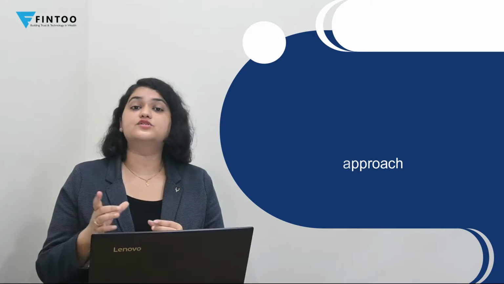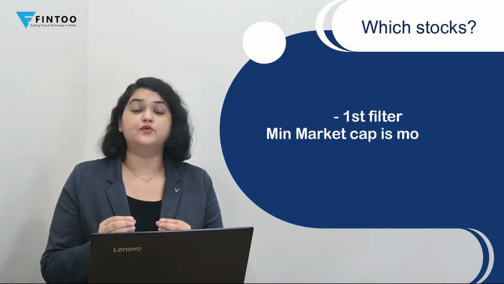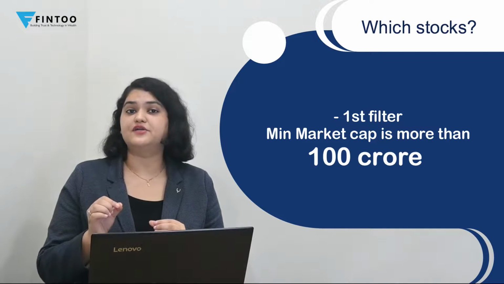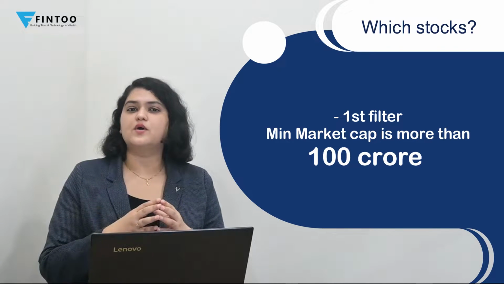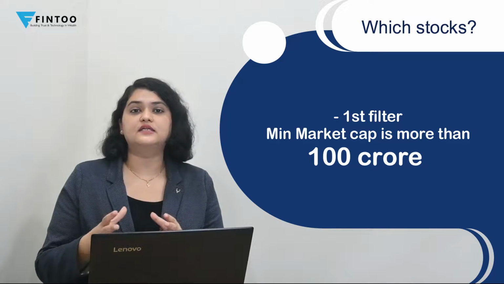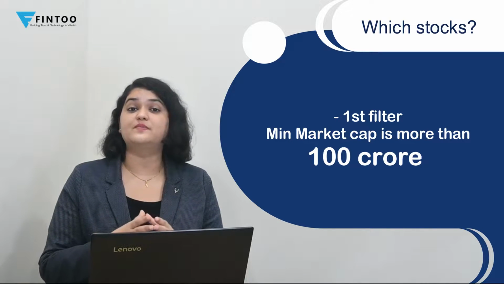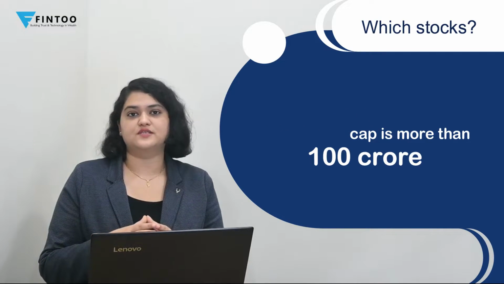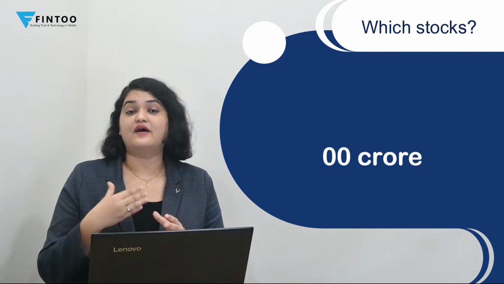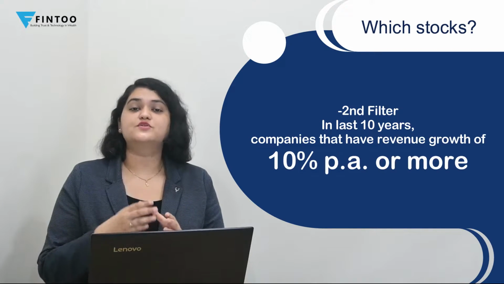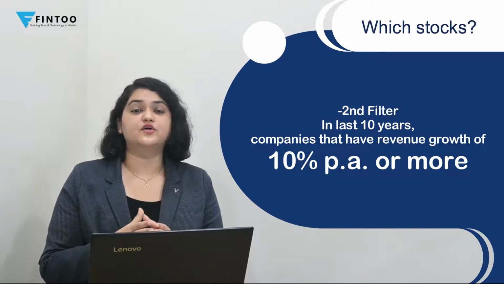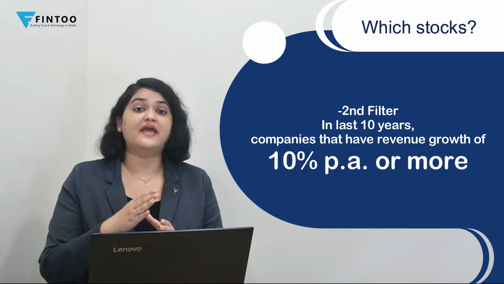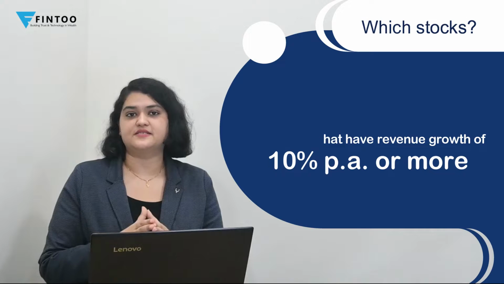The first and the most important filter is to find only those companies where the market capitalization is 100 crores or more. Once you apply this filter, you will get certain companies, but these will still be around 1500 plus. So you still have to apply more filters. The second filter is on revenue growth. You need to check which companies have given a revenue growth of 10% year-on-year in the last 10 years.